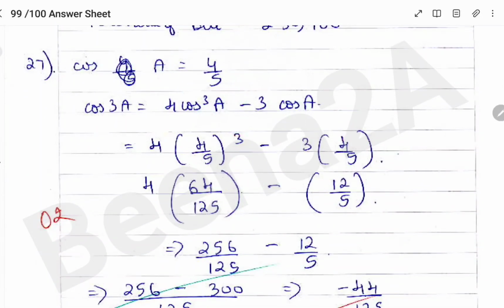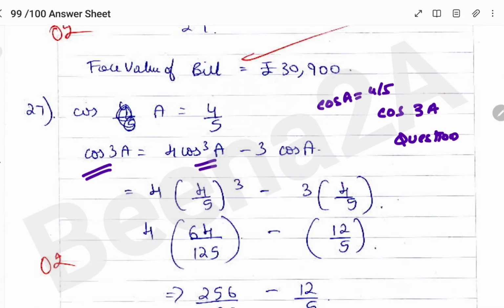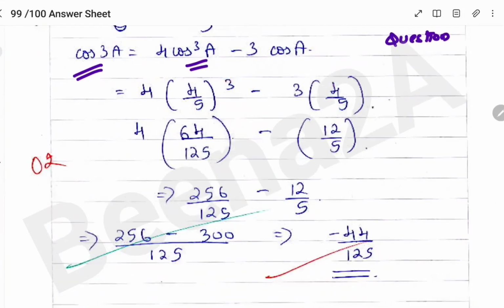Trigonometry, you have to find the value of cos 3a. Cos a is given as 4 by 5. Remember to write whatever is given in the question. Right? Cos a is given, put cos a. Now you have to find cos 3a. You know the cos 3a formula. Substitute cos a and you will get cos 3a.